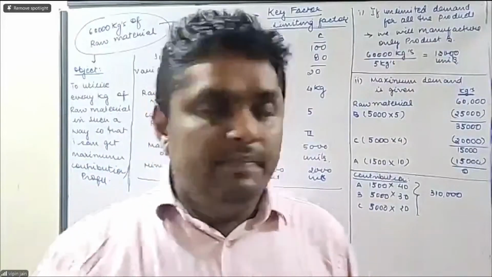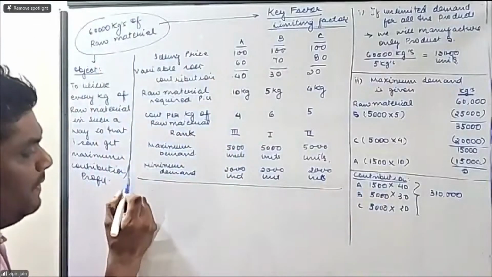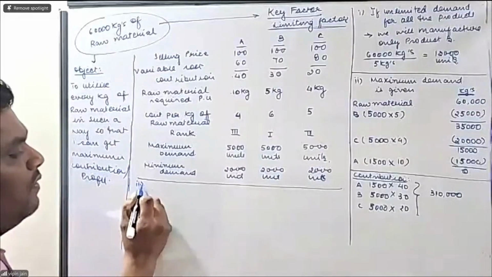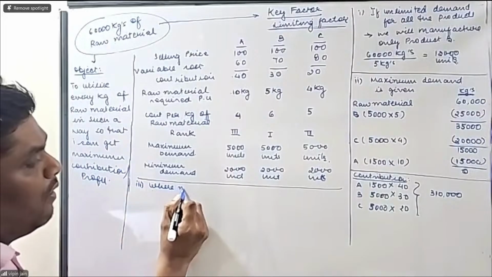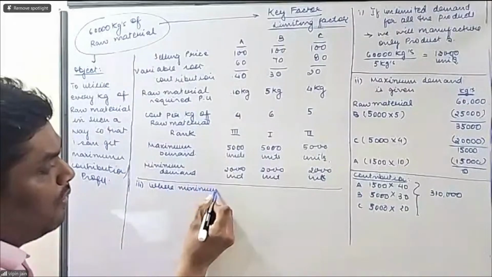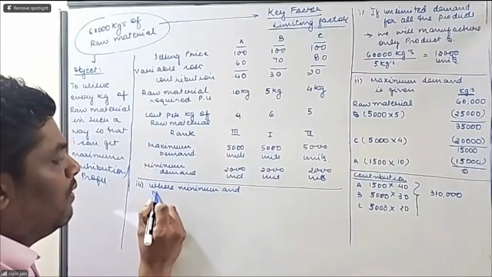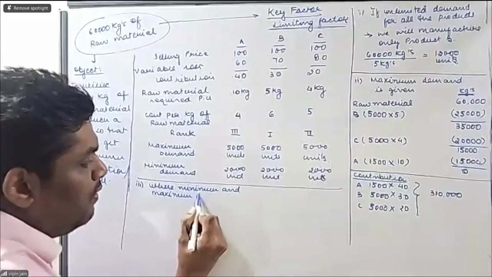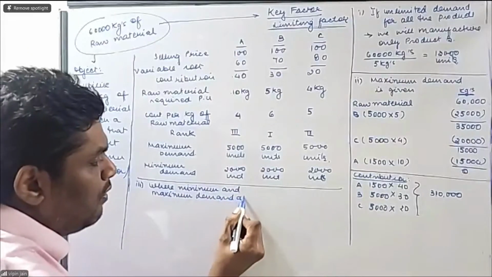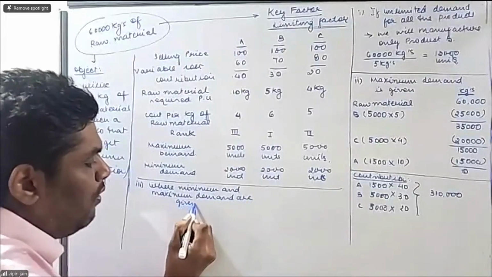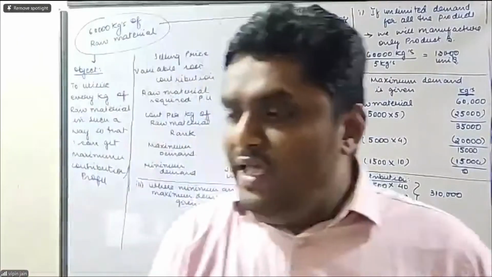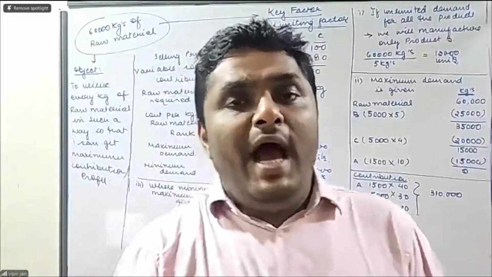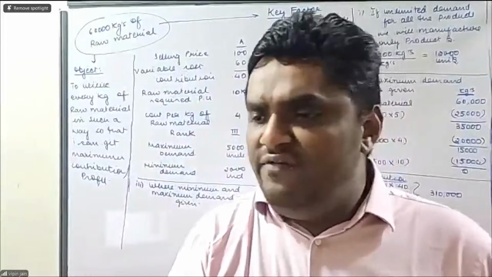Let me complete, Kasak. So let's keep it as the third question, where minimum demand and maximum demand are given. So wherein let's say minimum demand and maximum demand both are given. So can you guys tell me how many units of product A, B and C will be manufactured?